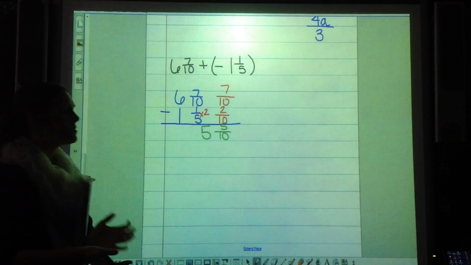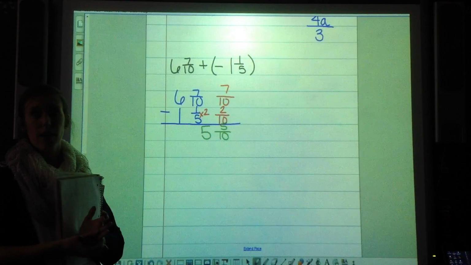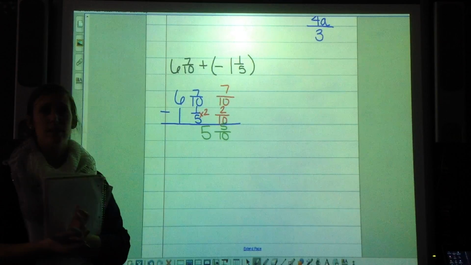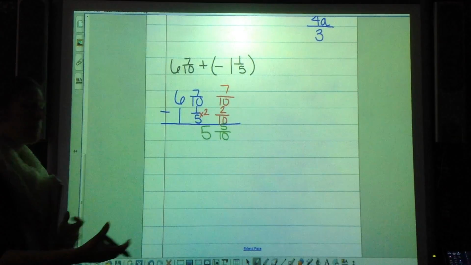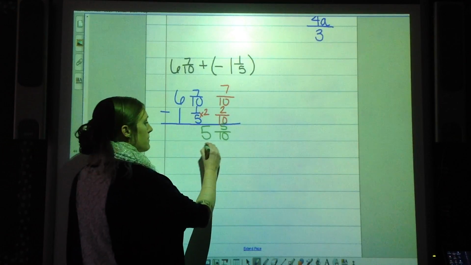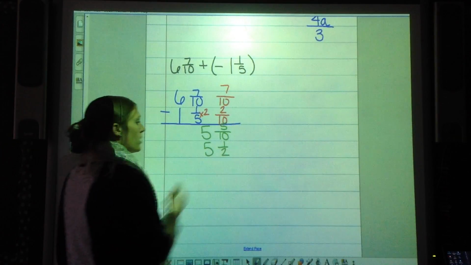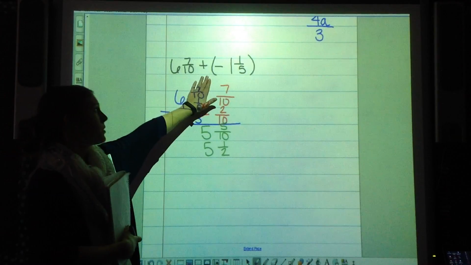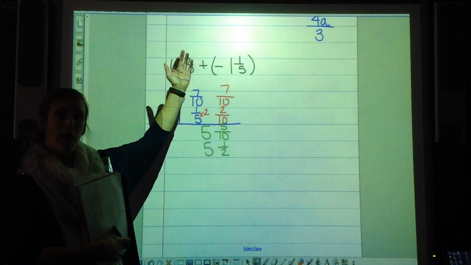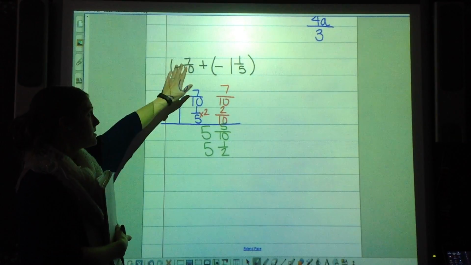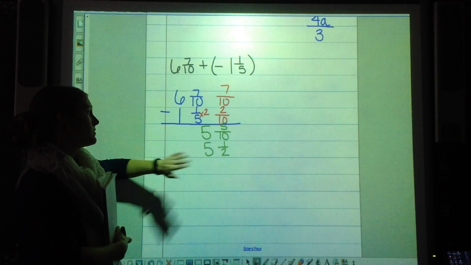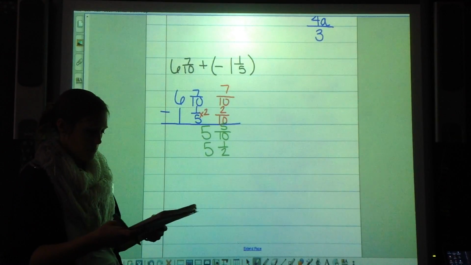Again, always check your answer to see if you can simplify. There is an equivalent fraction of 5/10. The most reduced answer, I'm going to pull a 5 out of the numerator and the denominator. So I get 5 and 1/2. Check the original problem. Is my answer supposed to be positive or negative? This is the bigger quantity. It's positive, so my answer is positive.